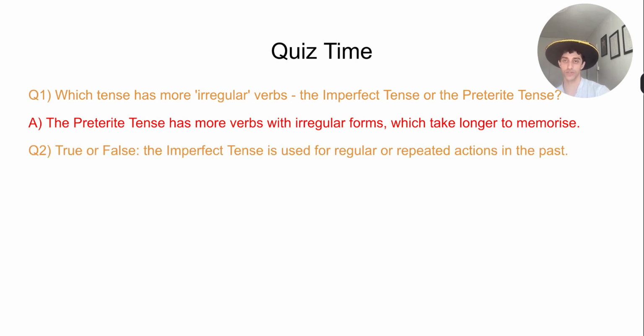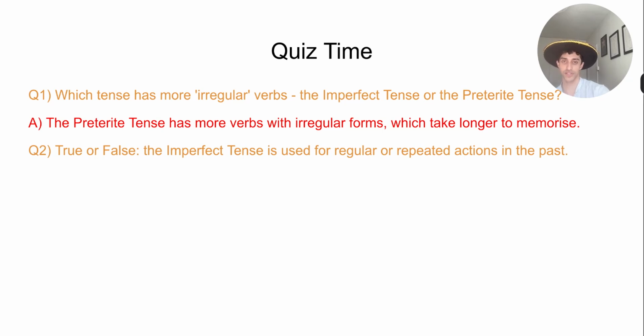Question 2 is true or false. The imperfect tense is used for regular or repeated actions in the past. How is that statement? Is it true or is it false? Give yourself a few seconds to think through it.